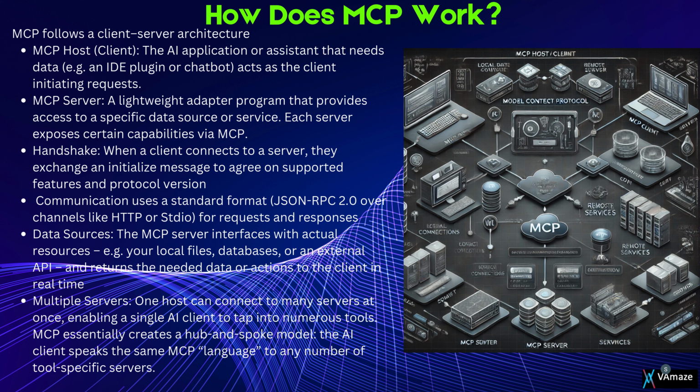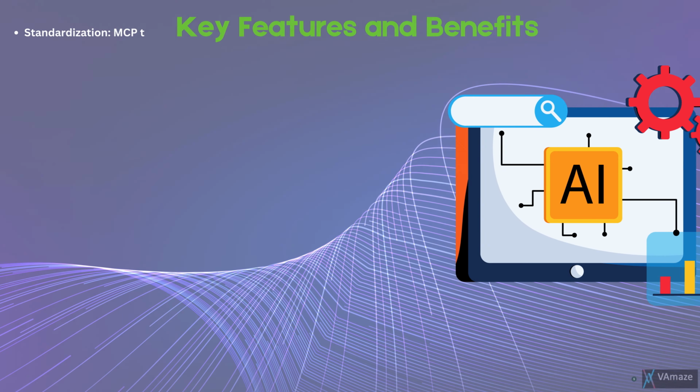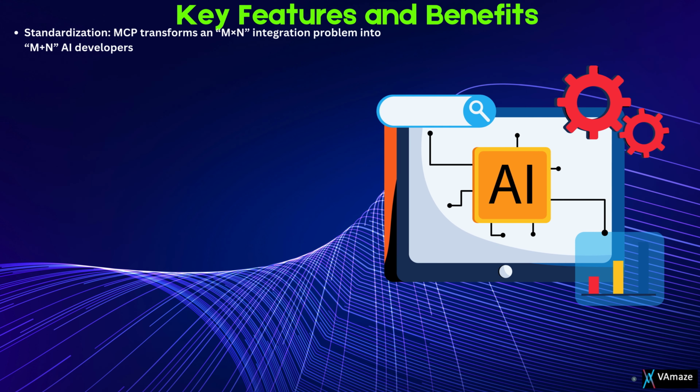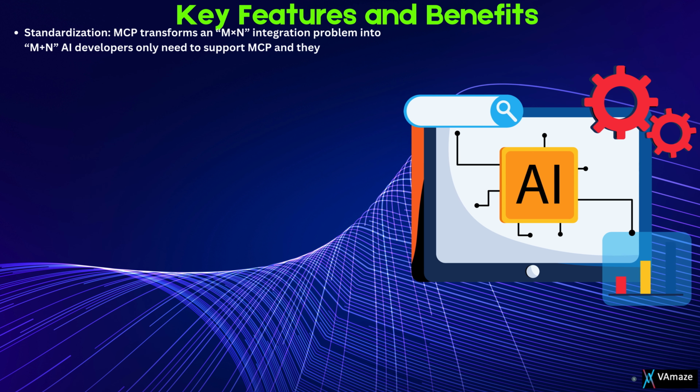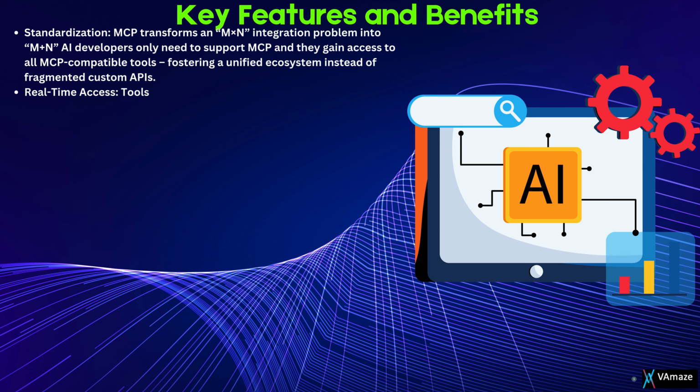Multiple servers. One host can connect to many servers at once, enabling a single AI client to tap into numerous tools. MCP essentially creates a hub-and-spoke model. The AI client speaks the same MCP language to any number of tool-specific servers. Key features. Standardization. MCP transforms an M times N integration problem into M plus N. AI developers only need to support MCP, and they gain access to all MCP-compatible tools, fostering a unified ecosystem instead of fragmented custom APIs.